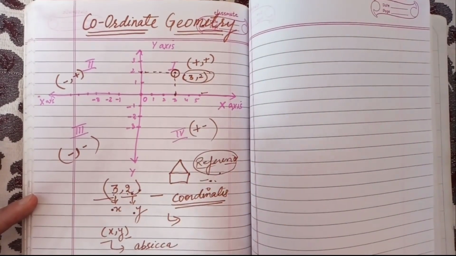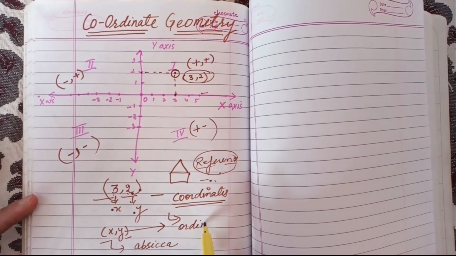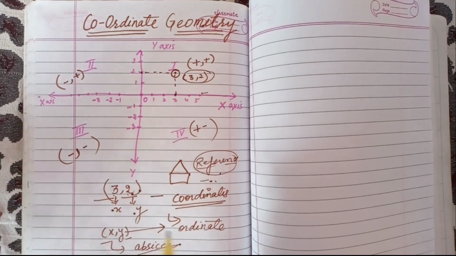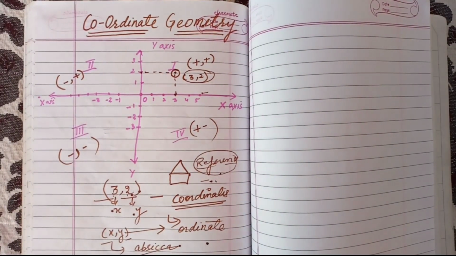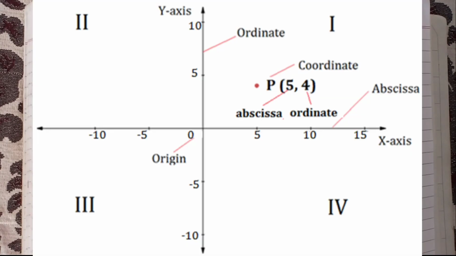The x-value is also known as abscissa, and the y-value is also known as ordinate, right? The x-value is known as abscissa, right? And the y-value is known as ordinate. So you can find the abscissa and ordinate with the location of the points, that is coordinates, right?